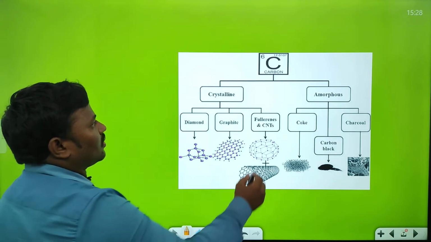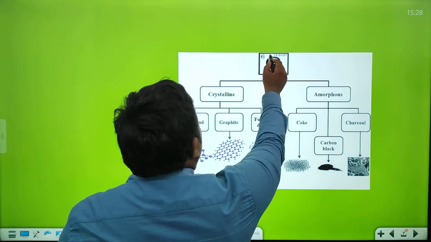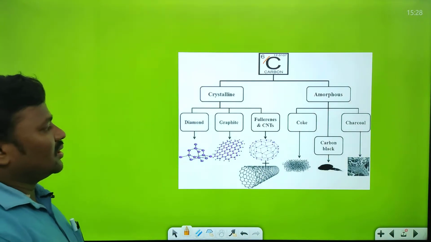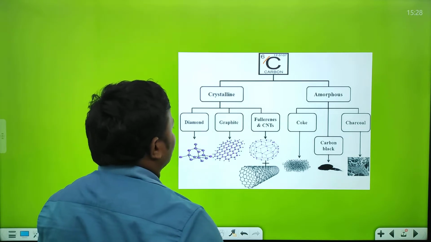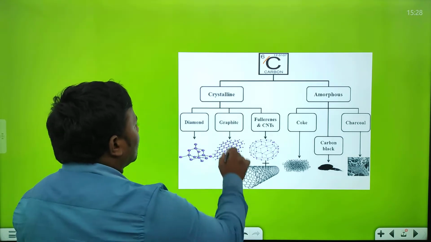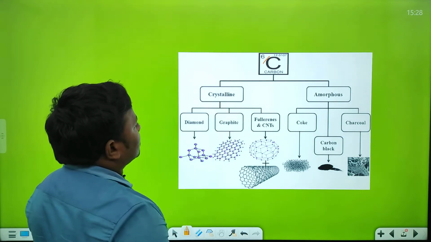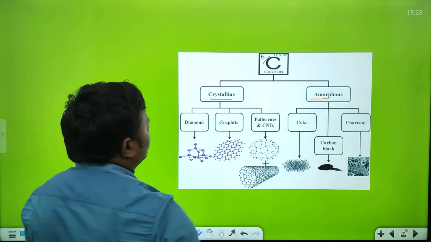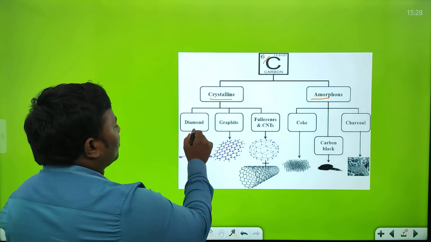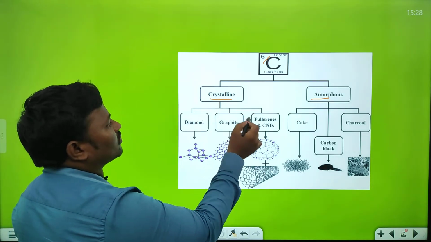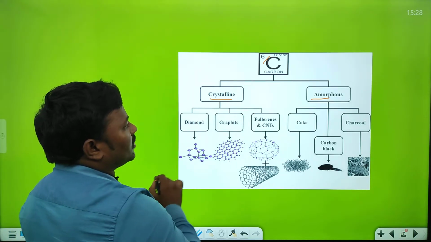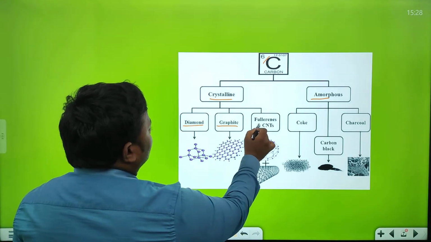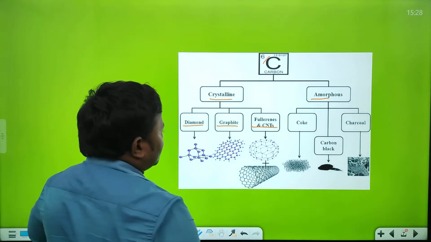So carbon atomic number is 6, so atomic mass is 12, and here see that, so that is the crystalline form and amorphous form. Crystalline forms, we have two types of forms in which we divide the carbon. The crystalline forms are diamond, graphite and Buckminster fullerenes.